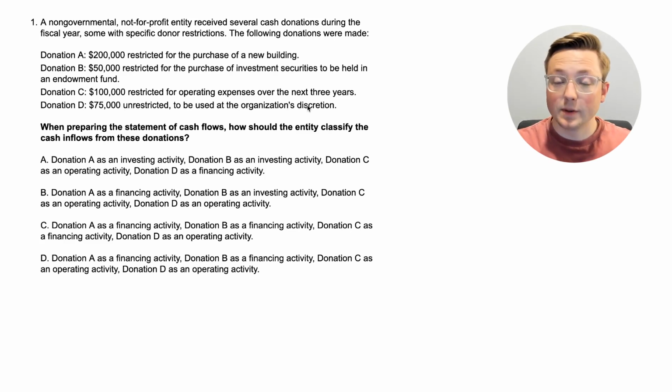So I am assuming that you've watched some of the previous videos, or if you haven't, this might be a little bit confusing because we've talked a lot in the previous videos about nonprofit organizations and the different things like with or without donor restrictions. So if you haven't watched those, this might be a little bit confusing. But with that said, which of these is going to be included as an operating, an investing, or a financing activity in this statement of cash flows for this nonprofit organization?